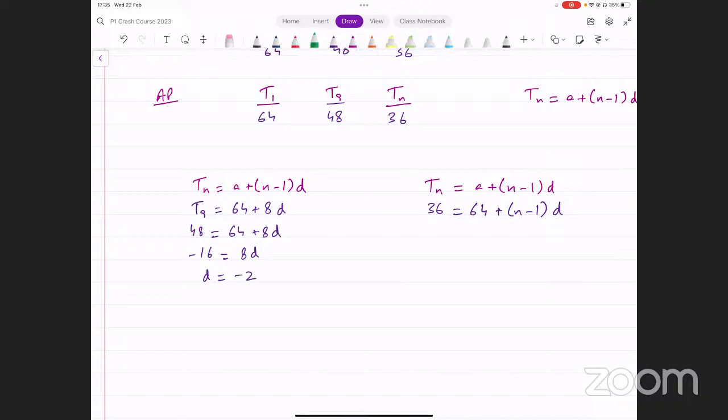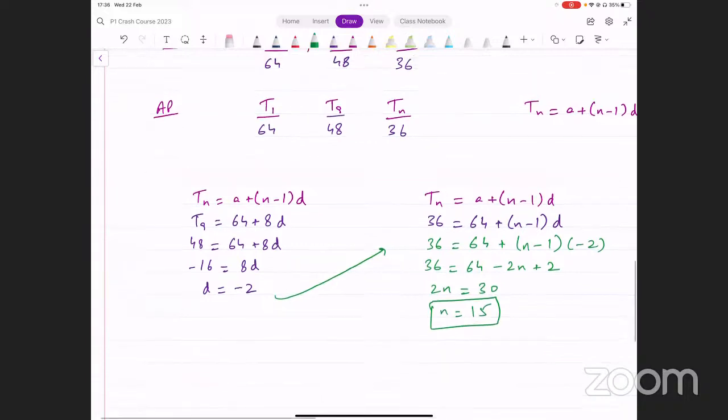Now that we know the difference, we can just put this value here. And that would give us the corresponding value for n. 36 equals 64 plus n, which is unknown. We have to figure that out. Minus 1 times the difference. The difference now is minus 2. We just put that value here, and that's going to give us the result. 36 equals 64 minus 2n plus 2. And 2n equals 64 plus 2, which is 66 minus 36. That's 30. And the value of n turns out to be 15 from this.